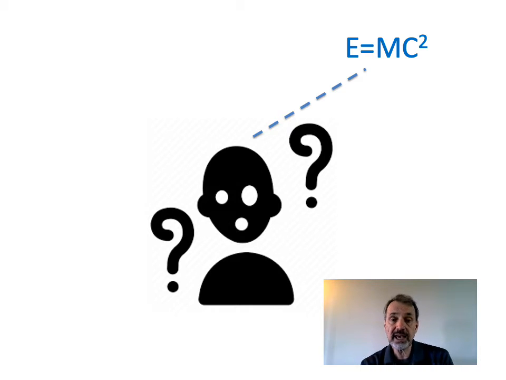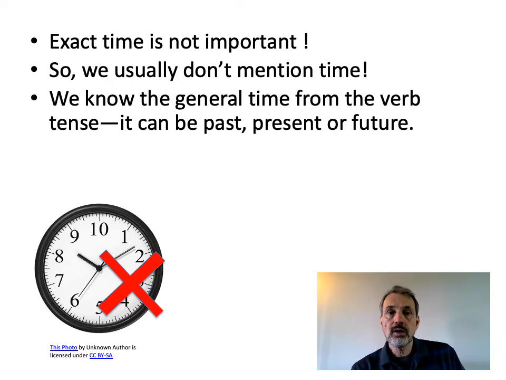So, how can we understand the simple tense? Well, first of all, we might mention that when something happens but the exact time is not usually important, we use the simple tense. And usually we don't even talk about the time. We do know the general time from the verb tense. It can be the simple past, simple present, or simple future.